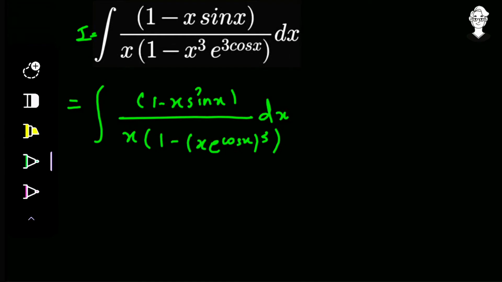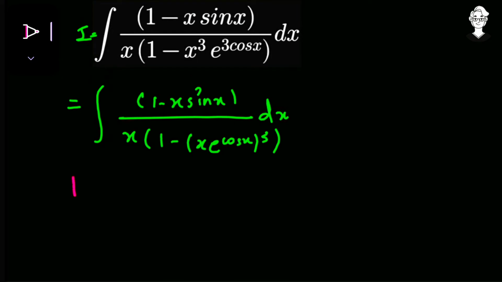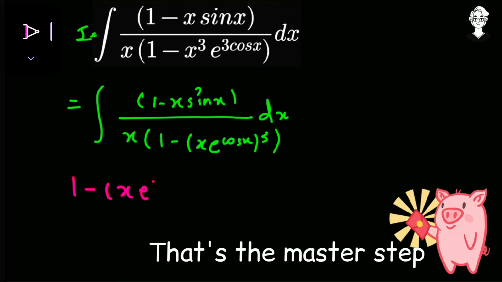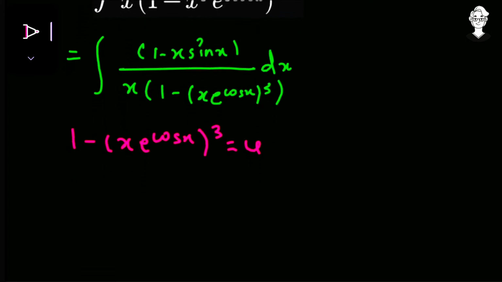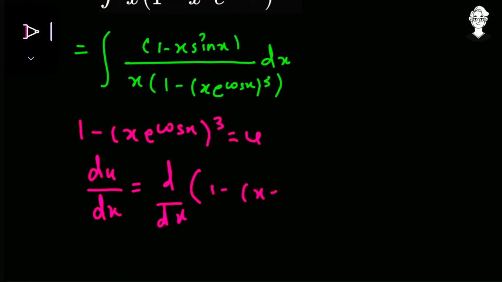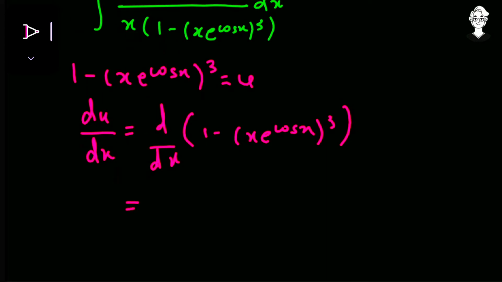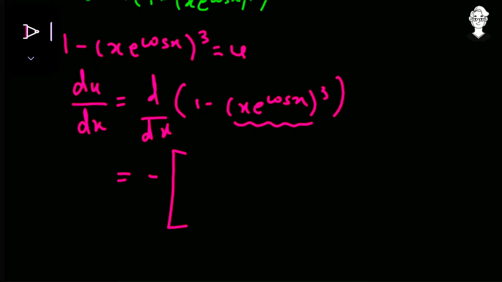Now let us see further what we can do. Now we will use the substitution method. We will consider 1 minus (x e to the power cos x) the whole cube as my u. According to the rule, we have considered this as u. Now we have to take the derivative of both sides. So derivative of u with respect to x is equal to the derivative with respect to x of this whole term, that is 1 minus (x e to the power cos x) the whole cube. Now here the derivative of 1 is equal to 0, so no need to write this negative sign, and inside would be the derivative of (x e to the power cos x) the whole cube.